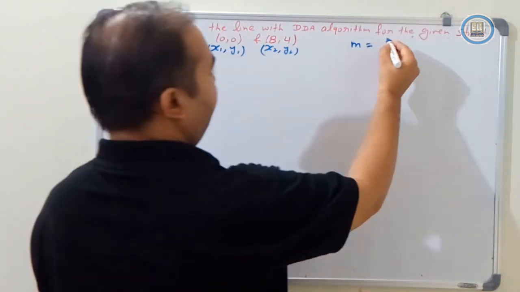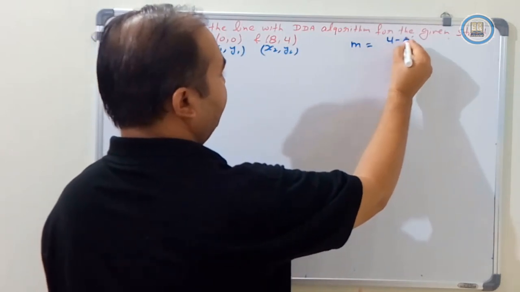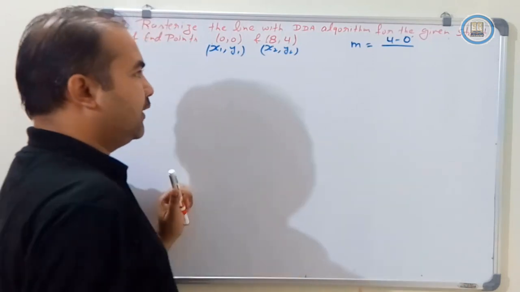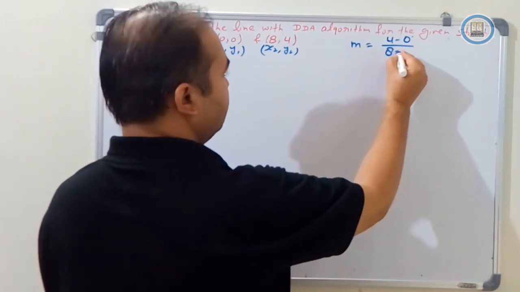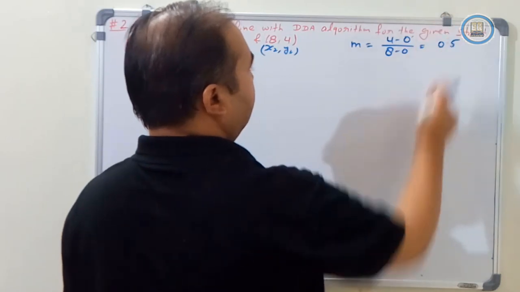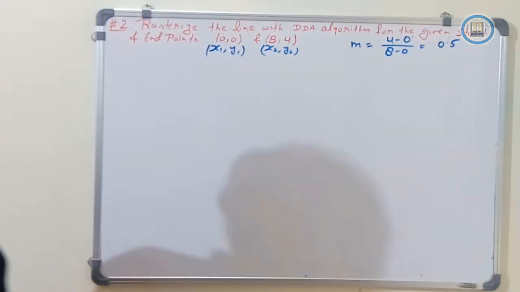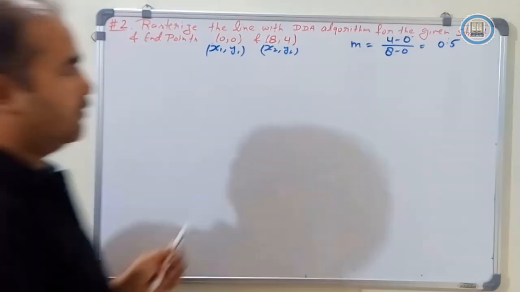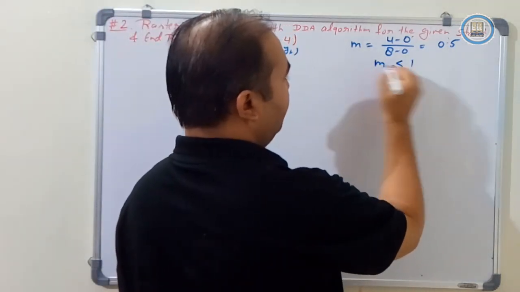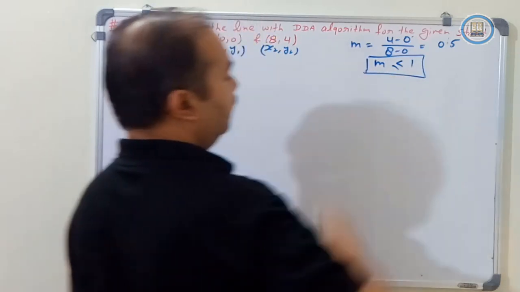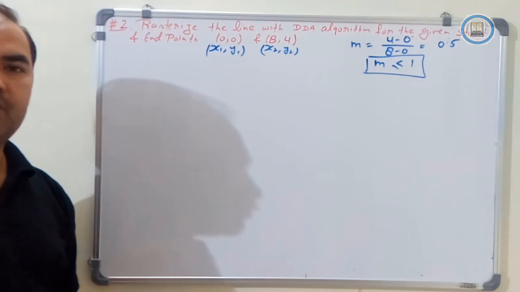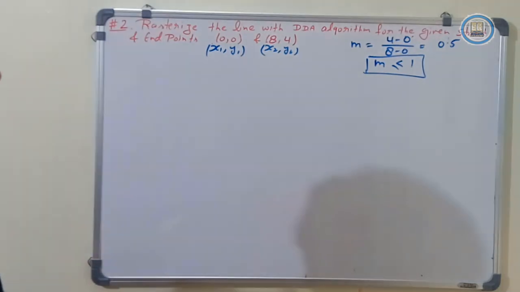This is y2 minus y1, this is 4 minus 0, and this is x2 minus x1, this is 8 minus 0. So you can say that the value of m is actually 0.5. This is the case for when m is less than or equal to 1. So we will follow the first case for the simple DDA algorithm.